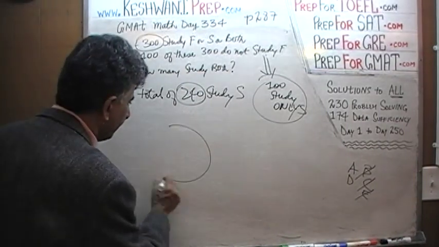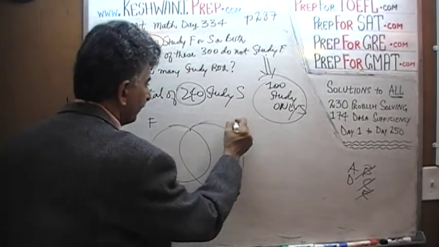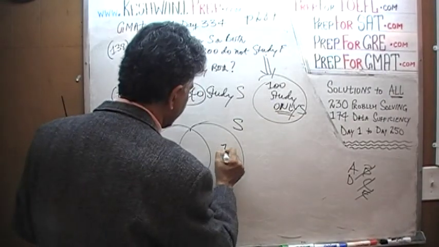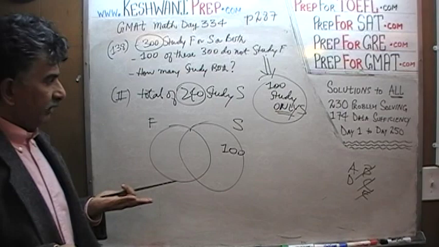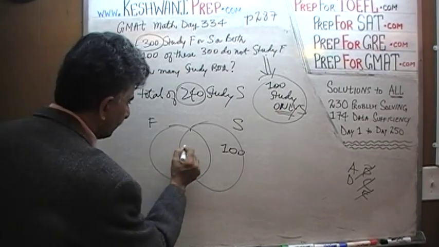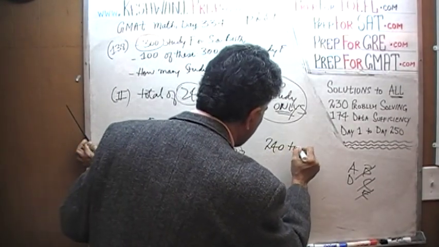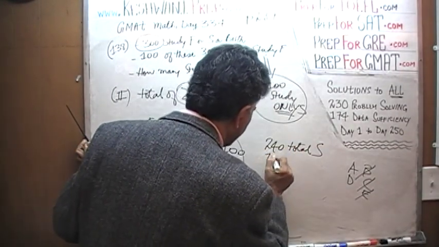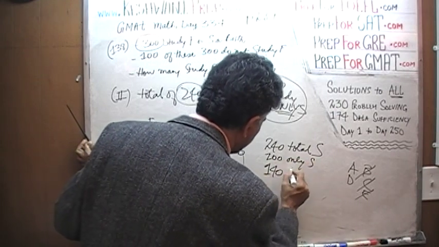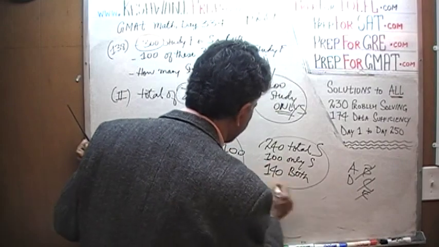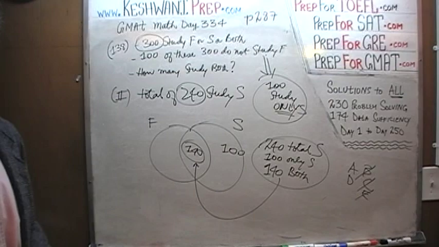So here's the situation again. 100 study only Spanish, so here is our French, here is our Spanish, and that 100 goes here. But the total of 240 study Spanish. Where do we put that 140? That 140 must go here. Of the 240 total for Spanish, 100 are only Spanish and 140 are both. So the second statement also does the job quite nicely.